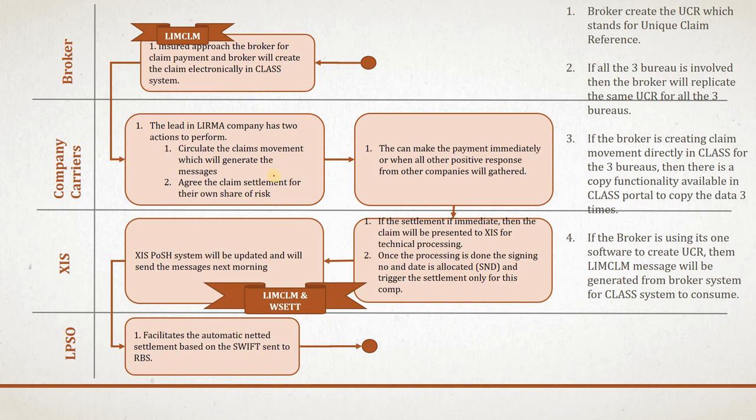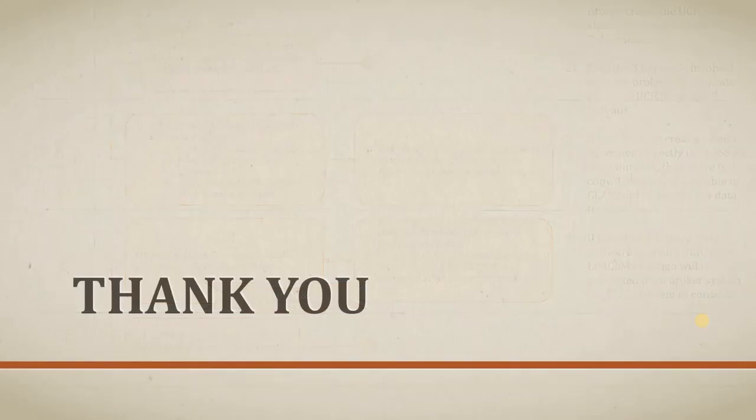Let's have a quick look at the key points from this process. The broker creates the UCR. We know this. We also know that the broker has to create 3 variations of the claim if all the 3 bureaus are involved. Class has a functionality to copy the claim 3 times, and the LIMCLM message will be generated from the broker system to integrate with the class system. So these are the claim processes with the London Market bureau setup, insurance bureau setup. So that's the end of this session.